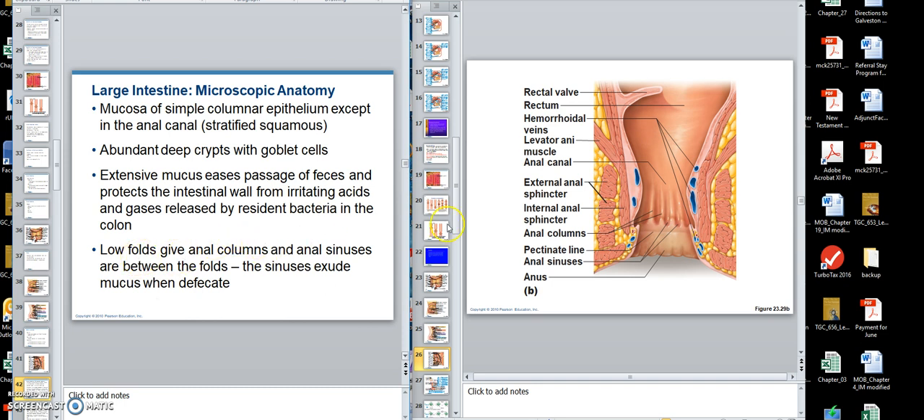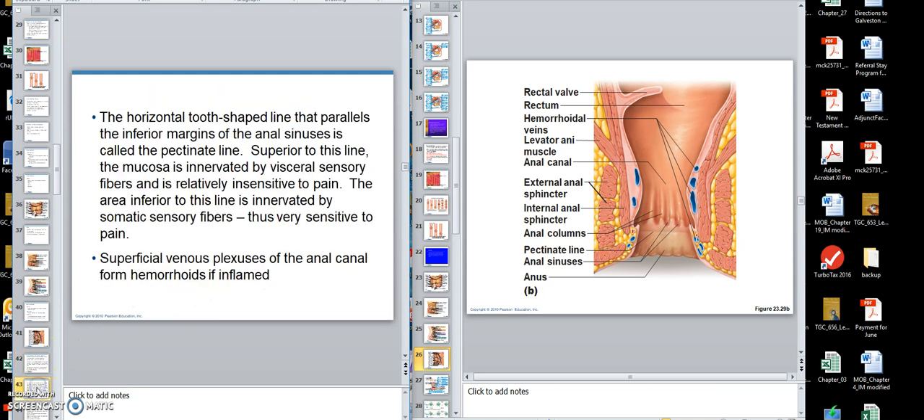Low folds give anal columns, and anal sinuses between the folds. The sinuses exude mucus when you defecate to help it out. So when you defecate, it comes down, and that mucus mixes with it. The horizontal saw-toothed pectinate line right there.